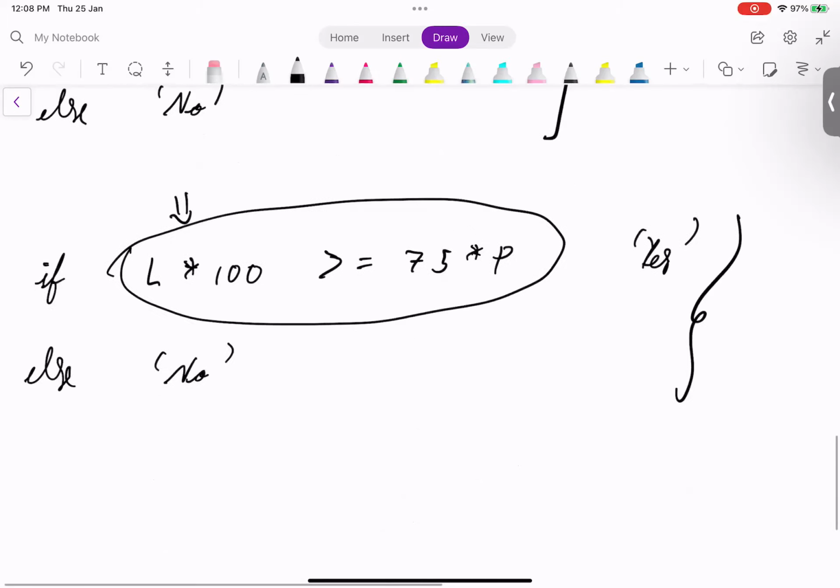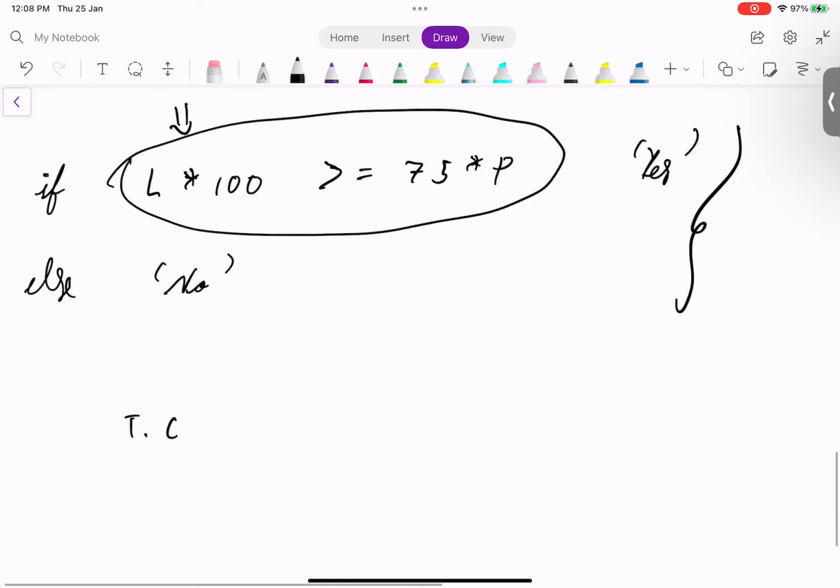So this way we can solve the problem. The time complexity of this is big O of 1, and the space complexity is also big O of 1. These are per test case.